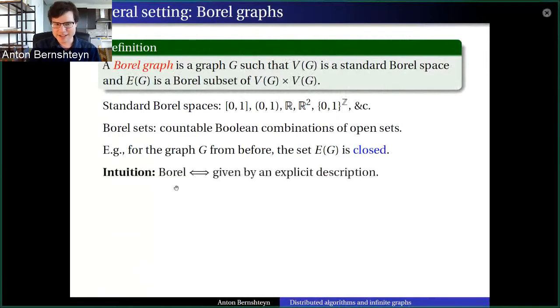And really the intuition here is that the Borel sets are those that you can write down. If you can write down the definition of a set, it means that the set is Borel. If there is some kind of recipe for telling whether a given point belongs to the set or doesn't, then it means that the set is Borel. That's really the idea. So you have to be able to tell whether the vertices are adjacent in the graph or not, in some kind of explicit fashion. And that's what it means to say that the set is Borel.